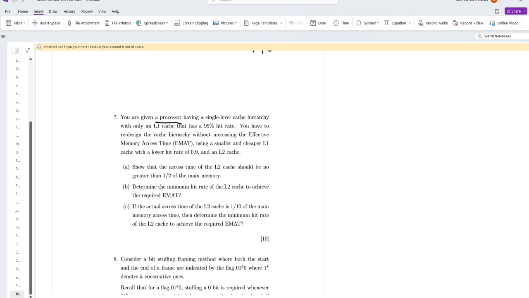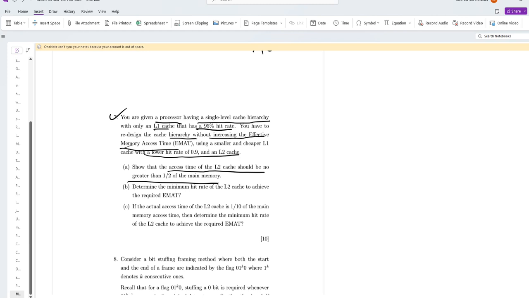So you are a processor having a single level hierarchy with only one L1 cache at 95% hit rate. You have to redesign the cache hierarchy without increasing the effective memory access time, using a smaller L1 cache with the lower limit of these two, so that the access time of the L2 cache should be no longer than half of the main memory.